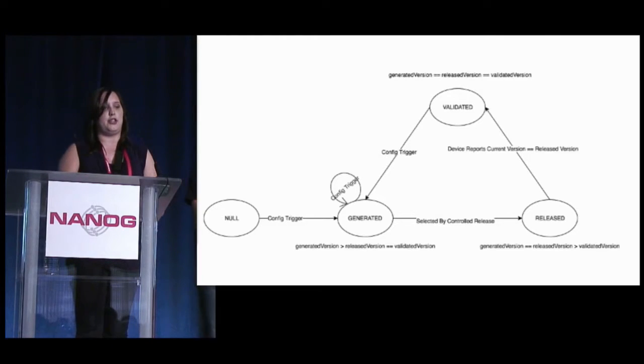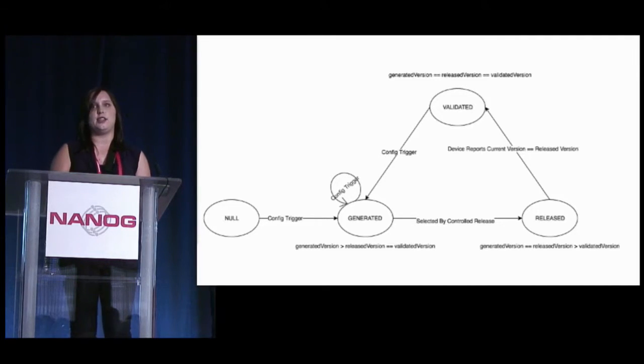So here's our state machine diagram, and I'm going to talk a little bit about how we process things at each state. In order to get into the generated state, we get a config trigger. What those config triggers do is they set a flag in the database that flags that device for requiring a new configuration. Once that config has been successfully generated, the generated version is now incremented. So at that point, it's higher than the released version, which is then equal to the validated version.